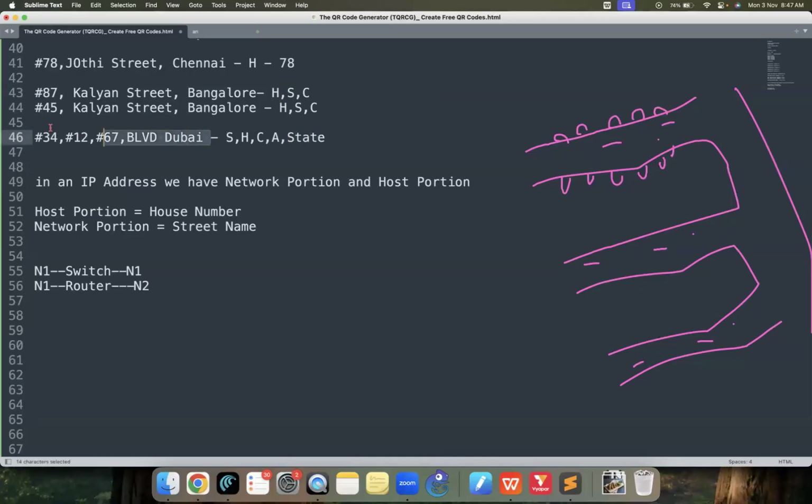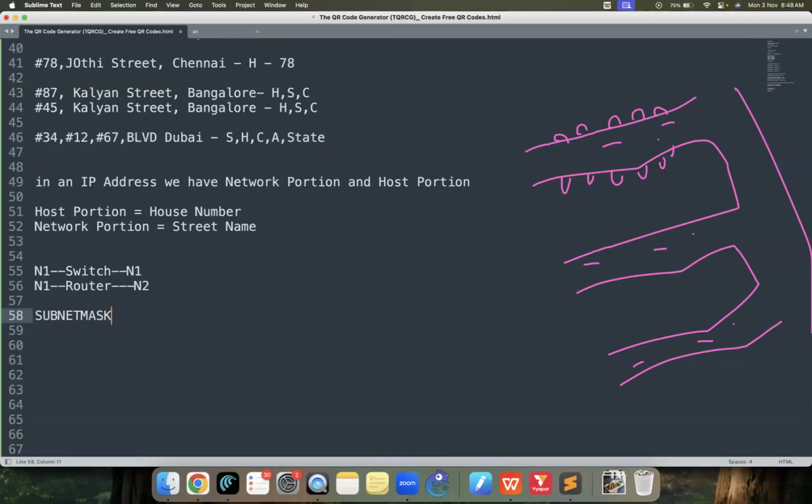Now in this address, which is the house number? 12. Everyone, we are 100% sure, right? No doubt at all. Without any doubt, it is 12 only. Which is the street name or street number? 34. And we are 100% sure about it. Now, like we have this cheat code right here, similarly we have the subnet mask.